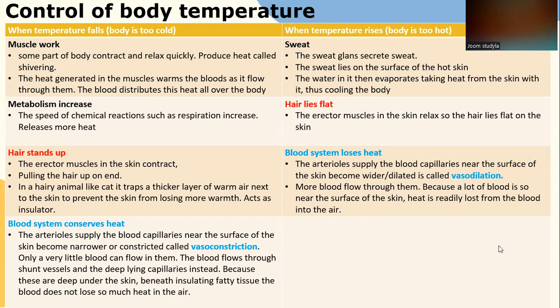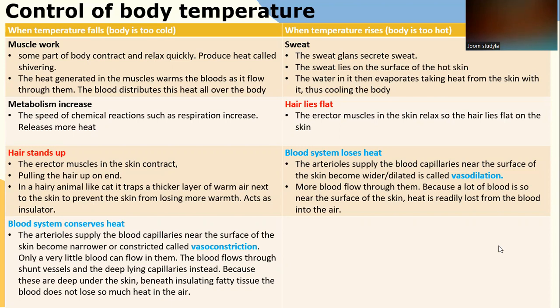The arteries supplying the blood capillaries near the surface of the skin become narrower, or constricted, called vasoconstriction. Only a very little blood can flow in them, and the blood flows through shunt vessels and the deep-lying capillaries instead, because these are deep under the skin beneath insulating fatty tissue, and the blood does not lose so much heat to the air.